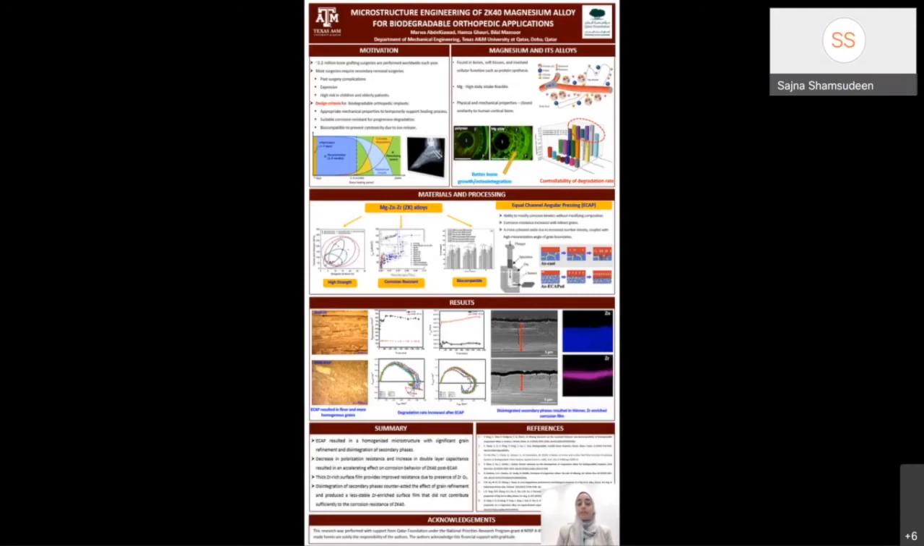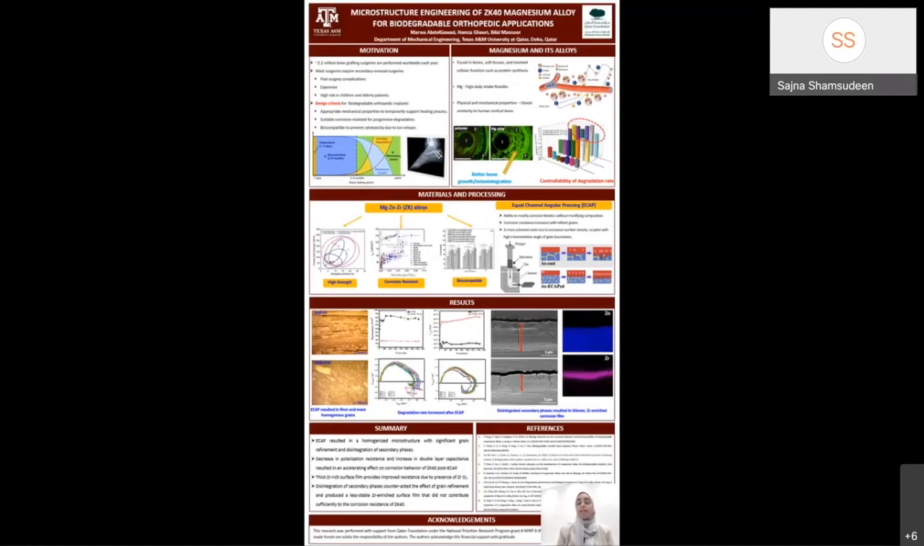Now, there are specific design criteria for these implants. They should have appropriate mechanical properties so that they can temporarily support the bone while it's healing. They should have suitable corrosion resistance to allow for progressive degradation, so the implant does not degrade too fast before the healing has been completed. And finally, they should be biocompatible: when the metal is degrading, it's releasing ions, and we need to make sure that these ions are not toxic to the human body.